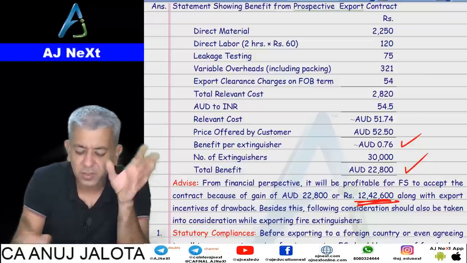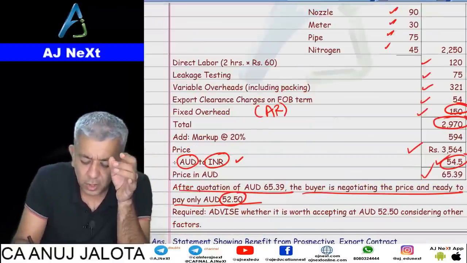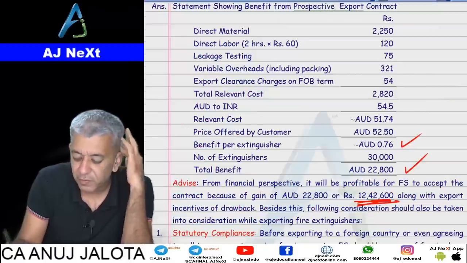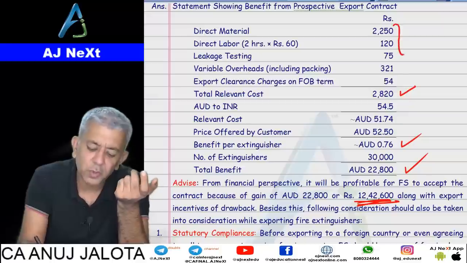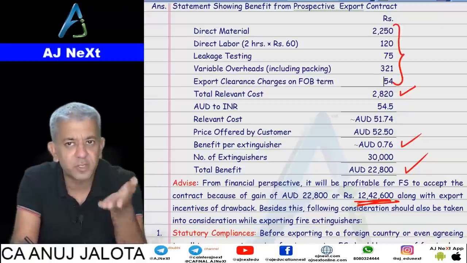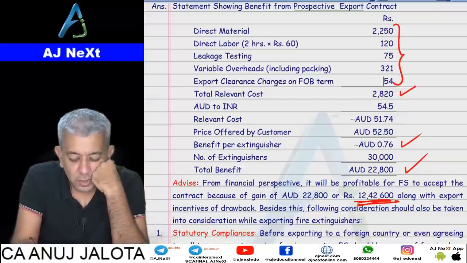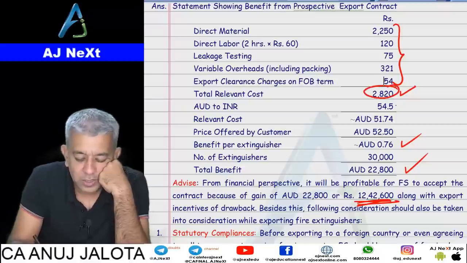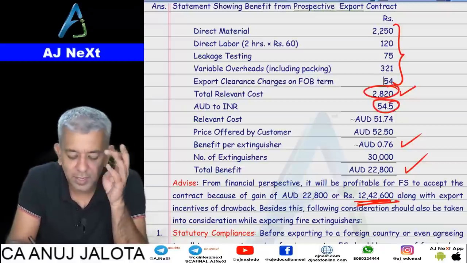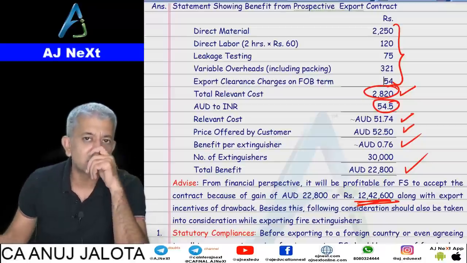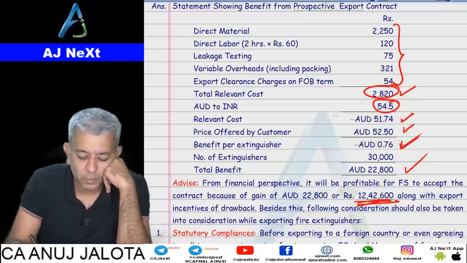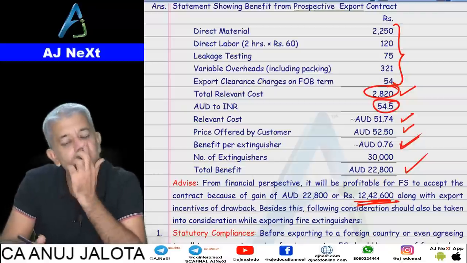But then it was a very simple question. 2970, we subtract 150, and that is what they have done also. 2820 it comes to, or you take all the cost but ignore the fixed overheads part. Total relevant cost divided by the conversion rate will give you Australian dollars. This is your cost, subtract it from the selling price in Australian dollars. This will give you the profit or the benefit per fire extinguisher, into 30,000.